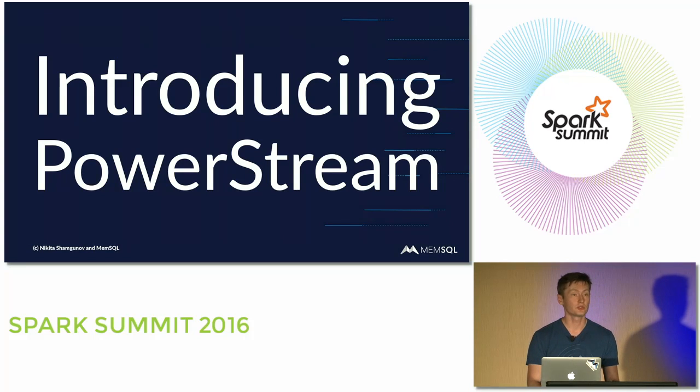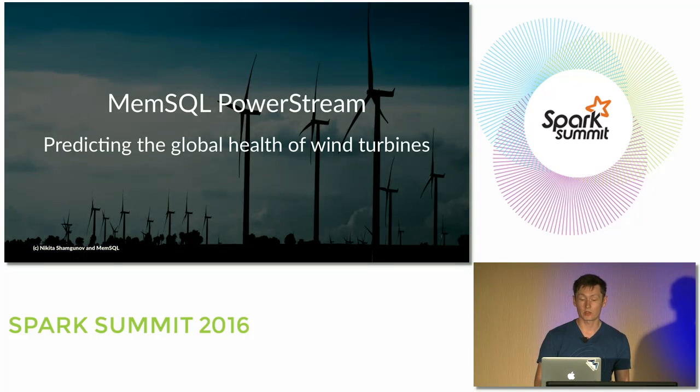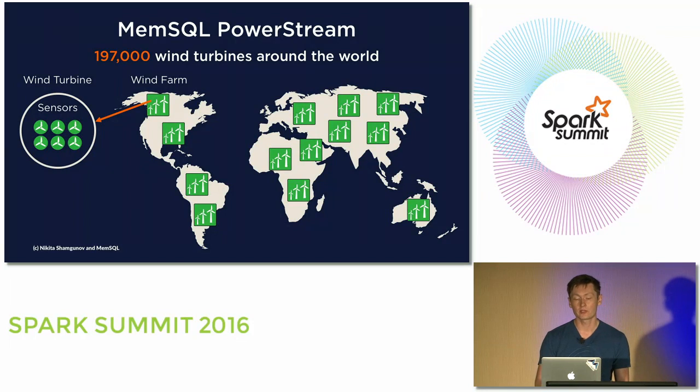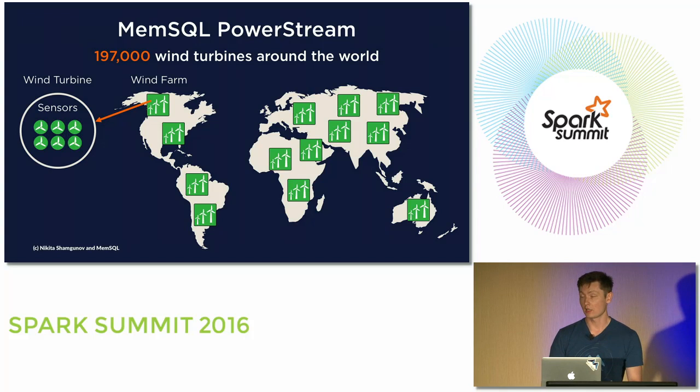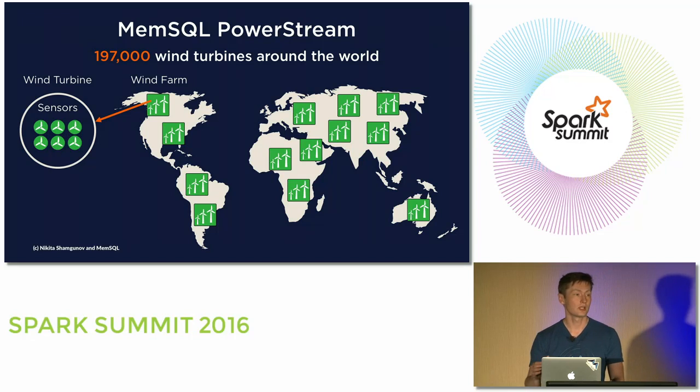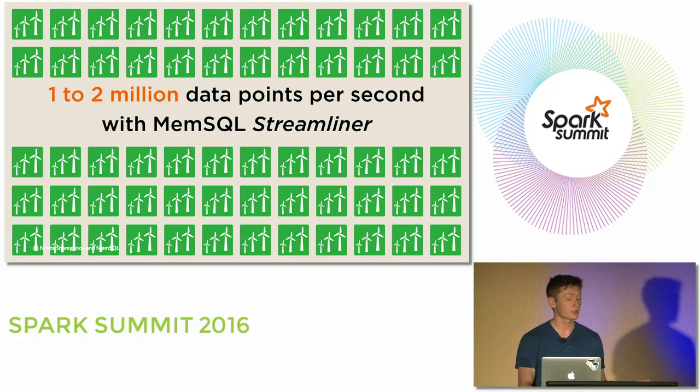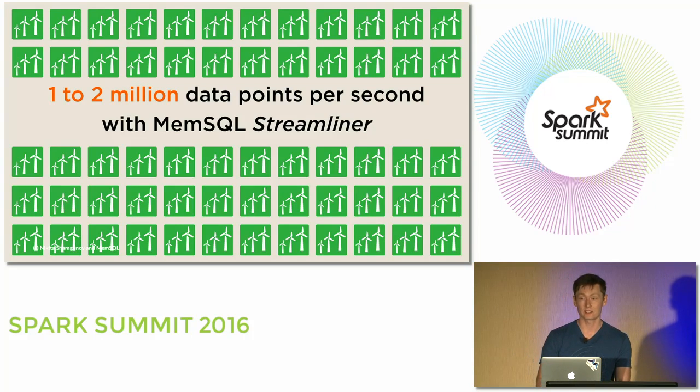So now I want to introduce PowerStream. What is PowerStream? It's an application that is predicting the global health of wind turbines. There are about 200,000 wind turbines around the world, and each turbine streams its data. There's a bunch of sensors in the turbines, and they produce a lot of data. How much? They produce 1 to 2 million data points per second globally.